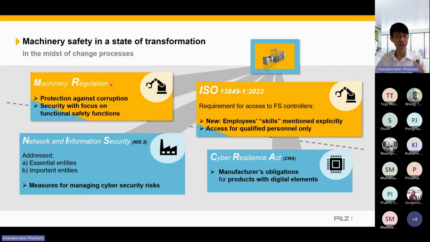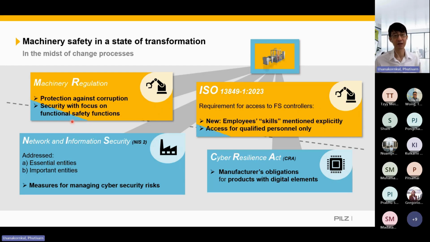For the security part under the machinery regulation, there's a requirement to protect against corruption, and the security focuses on the functional safety function. As I said earlier, there could be a safety parameter or some kind of safety function that could easily be bypassed or defeated in the past because there was no requirement to prevent such attempts. So now the machinery regulation has this requirement. All machines that want to be CE marked have to fulfill it, and security is part of that.